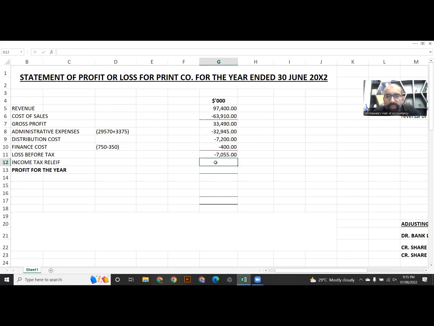Now, how much was the income tax? Income tax is not an expense in this question. In this question, income tax is your income, not expense, so don't write it with the negative sign. It was 2530 income tax. Okay. Now, what is your final loss for the year? 4525 is the final loss for the year.